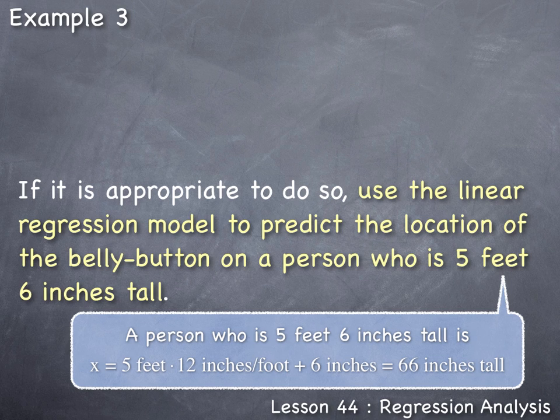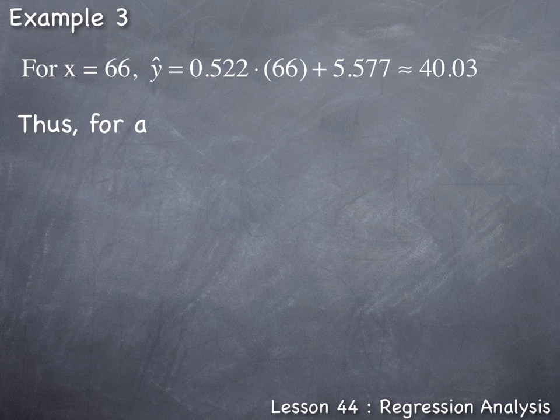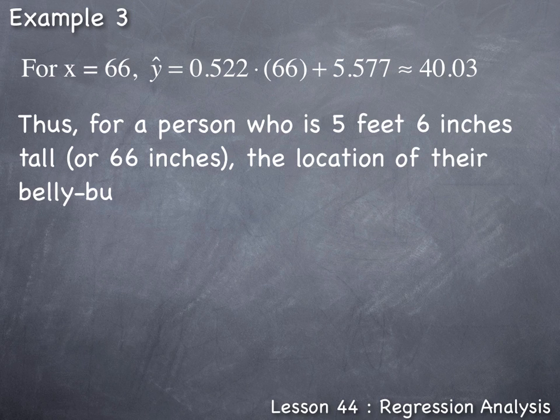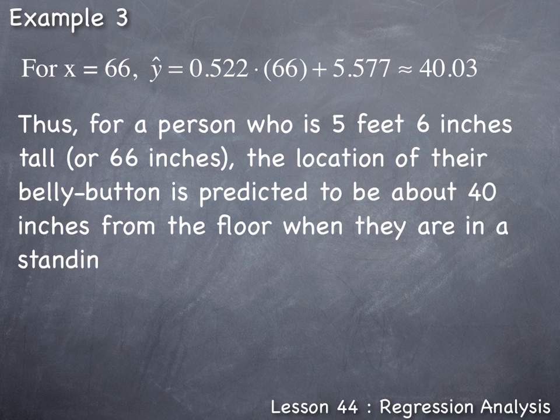So we could plug this value of x into the model, and for x equals 66, we get a y hat equal to 0.522 times 66 plus 5.577, which calculates to about 40.03. Thus, for a person who is 5 feet 6 inches tall, or 66 inches, the location of their belly button is predicted to be about 40 inches from the floor when they're in a standing position.